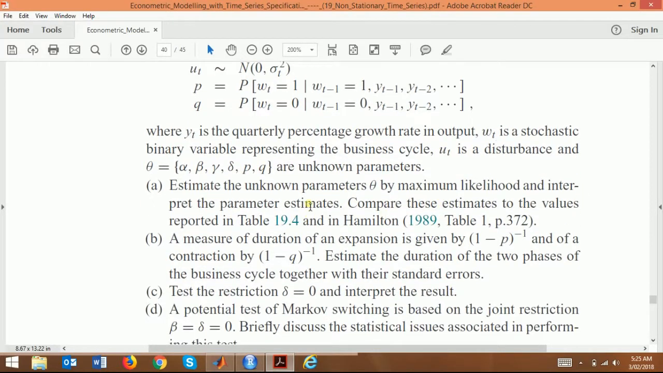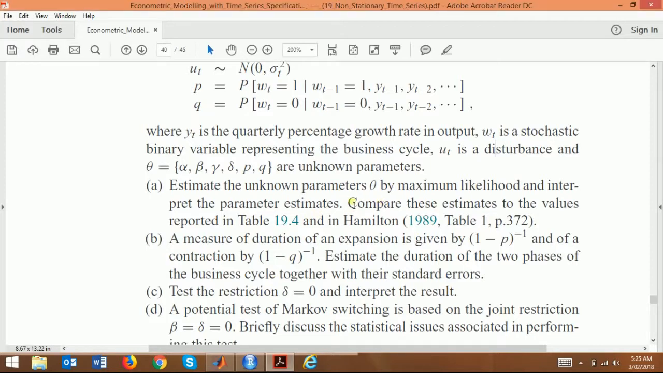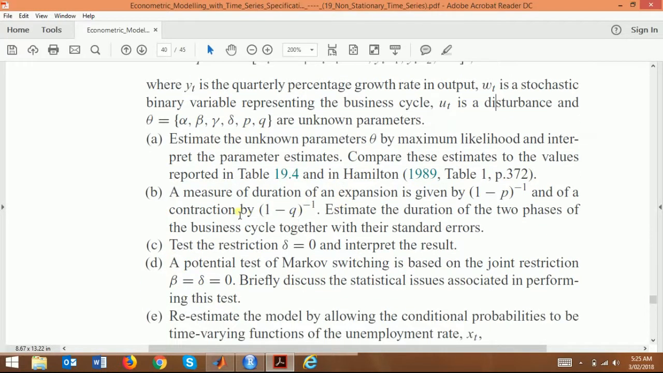We need to estimate the unknown parameter theta by maximum likelihood and interpret the parameter estimates. So we need to estimate this parameter with MLE. We need to compare these estimates to the values reported. A measure of the duration of an expansion is given. We know the measure of the duration, 1 minus P.